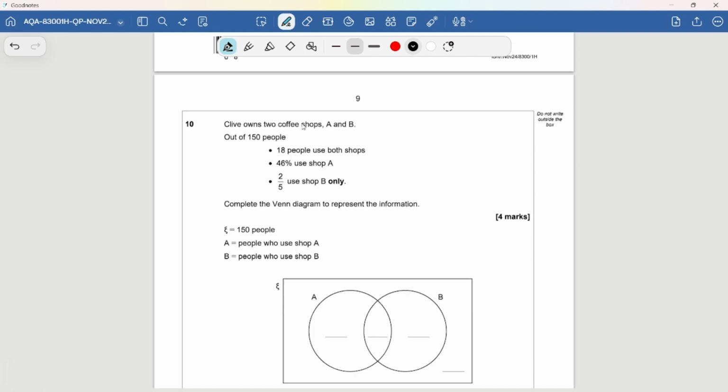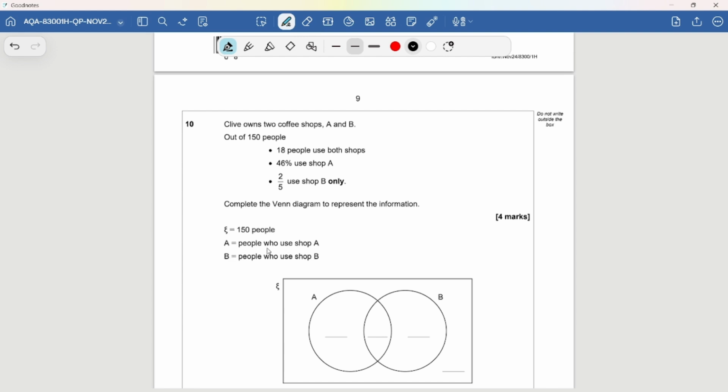Clive owns 2 coffee shops, A and B. Out of 150 people, 18 people use both shops. 46% use shop A, 2/5 use shop B only. Complete the Venn diagram to represent the information. So this is the universal set. We use this to denote the universal set, that is the entire set of all the people, which is 150.